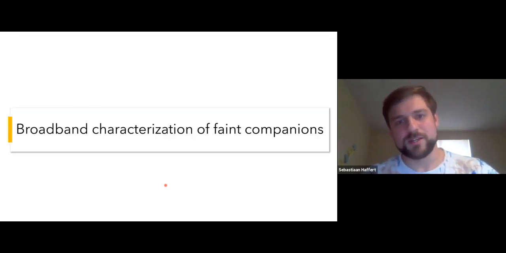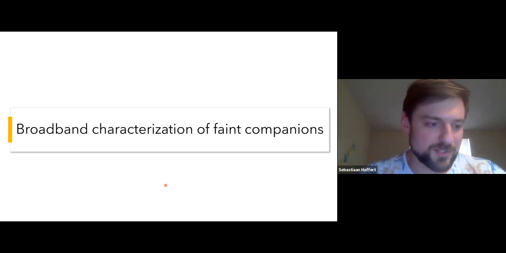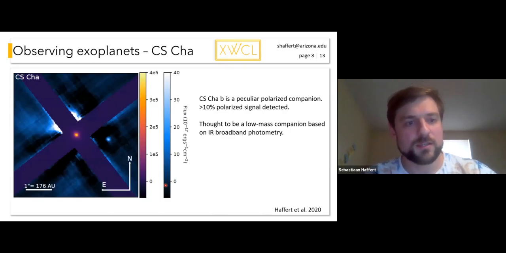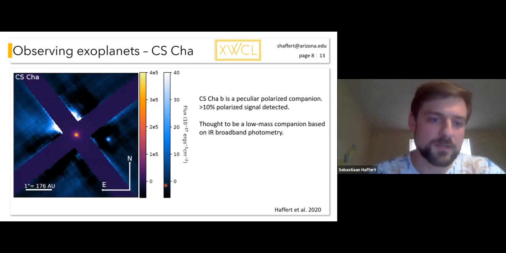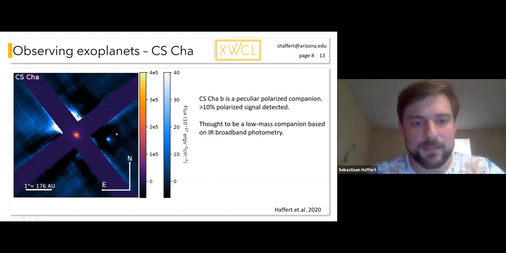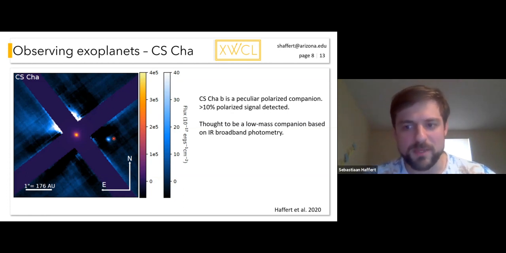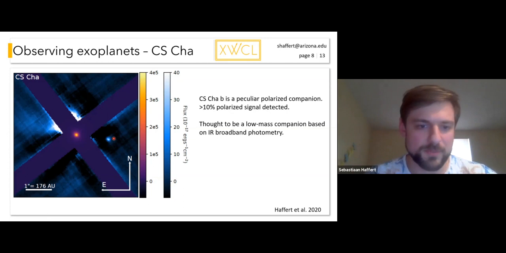So if we go to heavier objects that are slightly easier to characterize, you can actually do broadband characterization in the visible. And that's also important. Here you see an image of the CS Cha system, where in the middle you see CS Cha, and then here's the companion CS Cha b. And CS Cha b was quite peculiar because it was very strongly polarized. With SPHERE, they detected a 10% polarized signal, and it was quite weird. And it was thought to be a low mass companion based on IR broadband photometry.